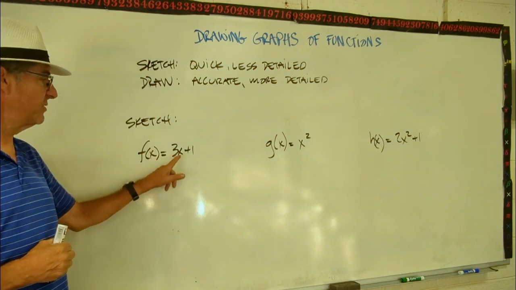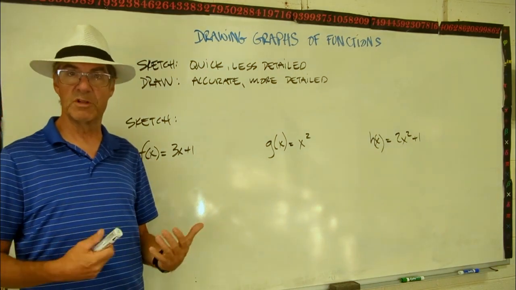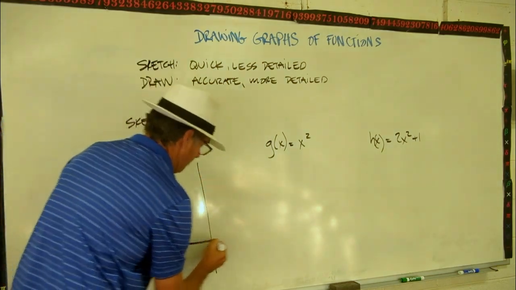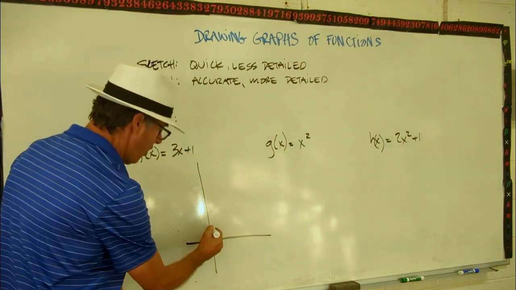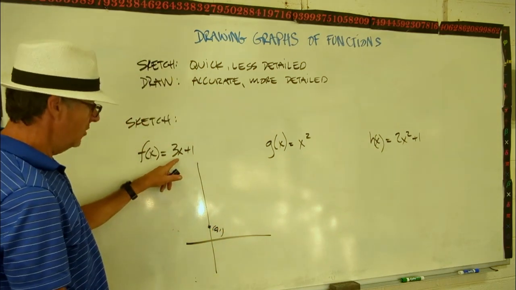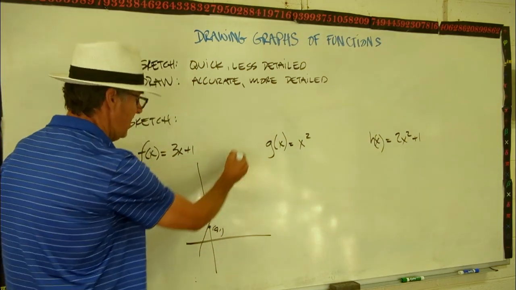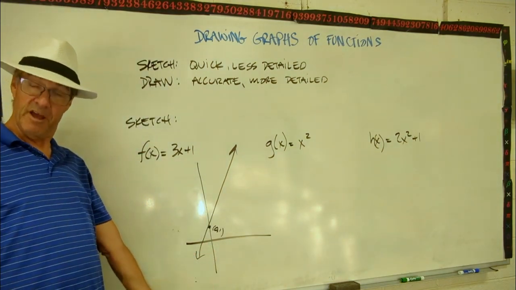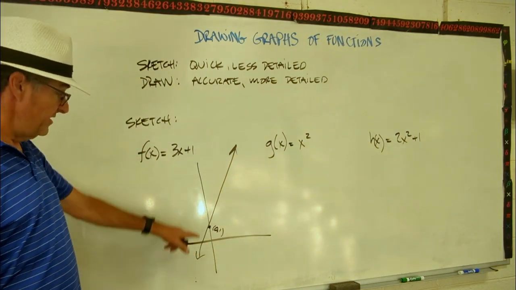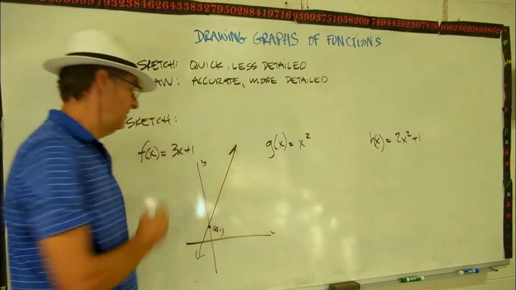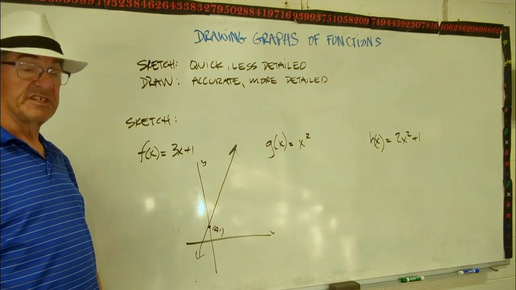Here is f of x equals 3x plus 1. Straightforward linear function. A sketch might look like this. Y-intercept is 1. I might go 0, 1. Slope is 3, so it's kind of a steep line. Good enough. Okay? Pretty quick. I just labeled 1 point so we knew if I wanted to, I could do this. But that's good enough for a sketch.